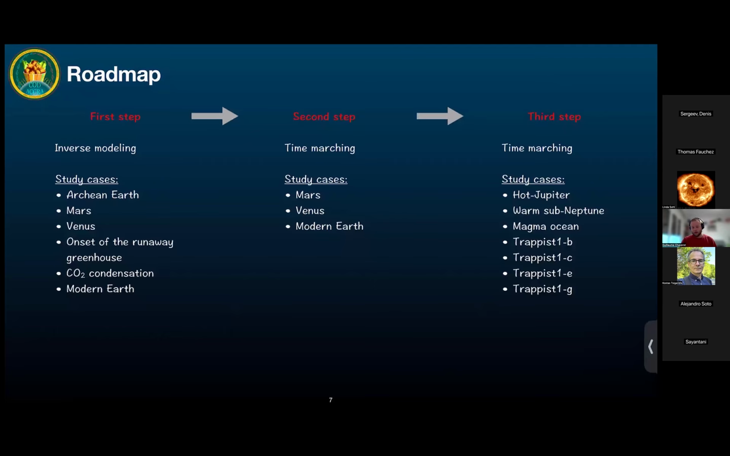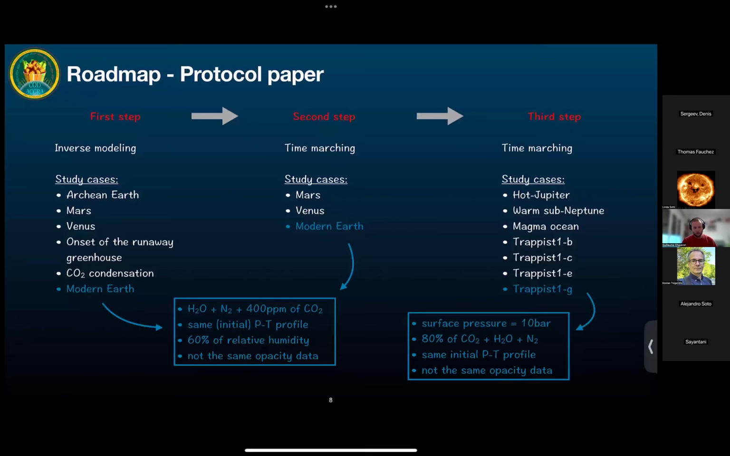And of course, the TRAPPIST-1 system, because it's largely studied in the community. So this is what we have so far. For the protocol paper, we selected just a few cases. Modern Earth is a benchmark simulation for both inverse modeling and time marching modeling. We consider water, nitrogen, and 400 ppm of CO2.